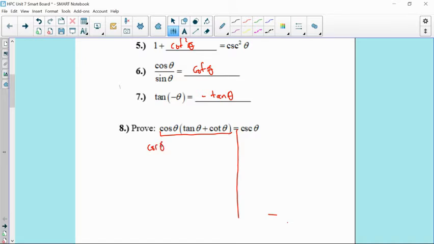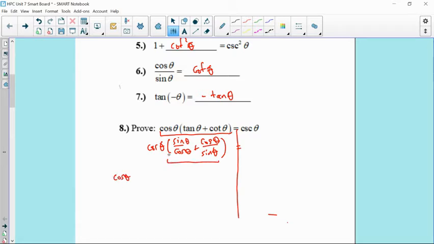A lot of times it's helpful to write tangents and cotangents and secants and cosecants in terms of sines and cosines. So I might write tangent as sine of theta over cosine theta, and then I'd write cotangent as cosine of theta over sine of theta. So I'm not changing anything. I've just expressed tangent as an equivalency and cotangent as an equivalency. And I'm actually now going to add these up on a common denominator.